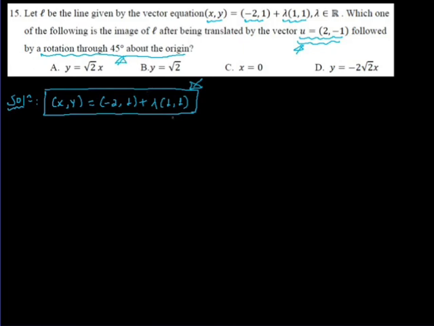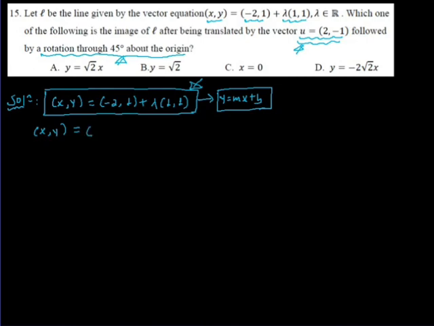we will rotate through 45 degrees about the origin. So to do this, we need to rewrite this equation in the form y is equal to mx plus b. Okay, it's good to write the given vector equation in this form so that we can immediately get the image. So let us convert this vector equation into the y is equal to mx plus b form.